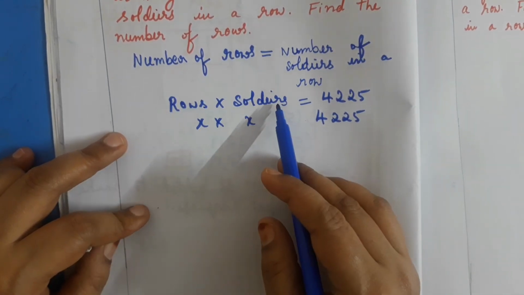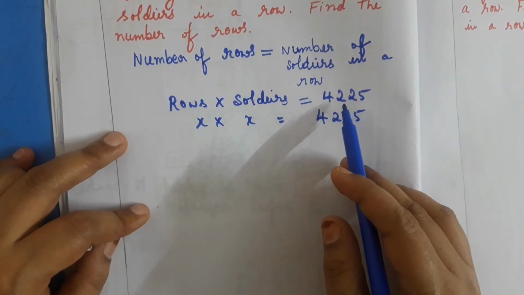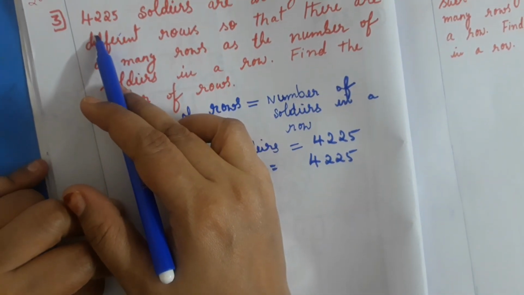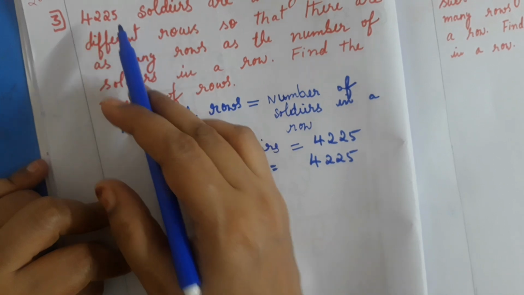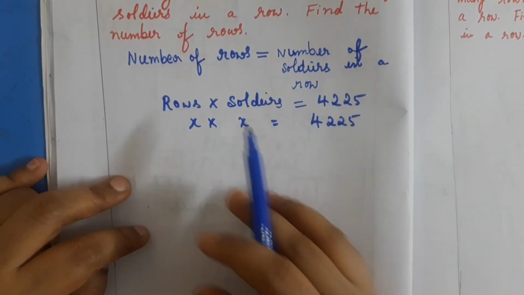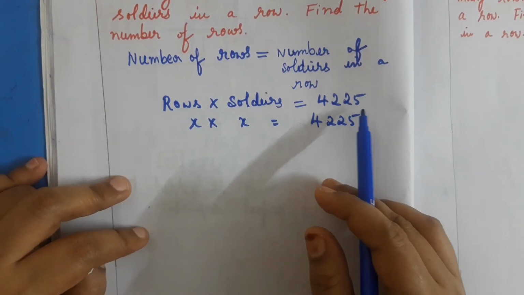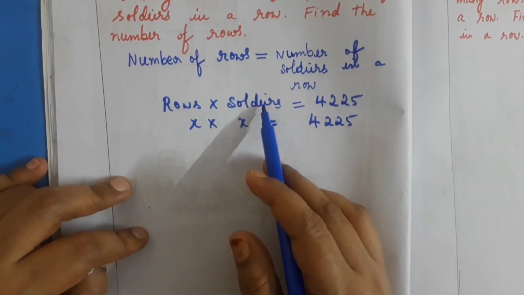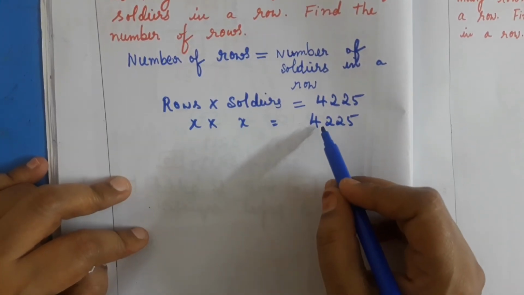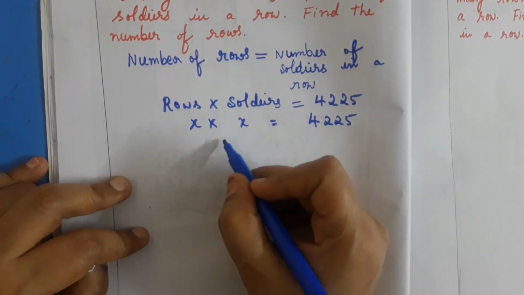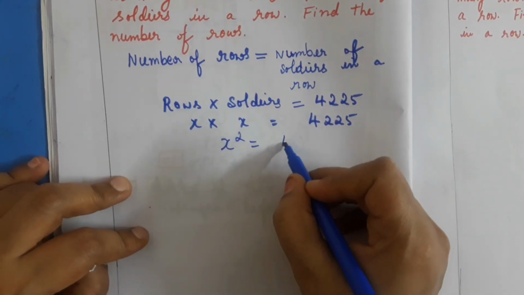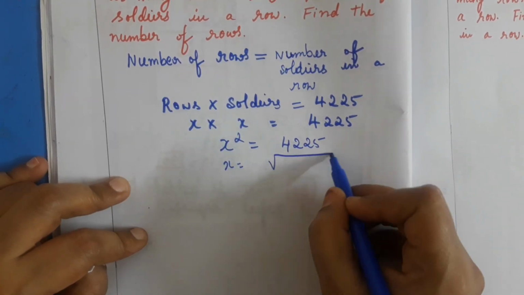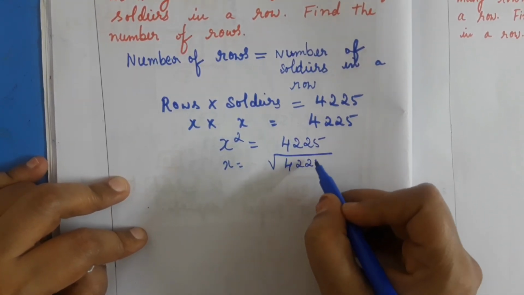So rows into soldiers, after multiplication we get 4225, that is given in the question, the total number of soldiers. So we can write rows into soldiers equals 4225. Both are the same value. If here it is 8, this is also 8, that is an example. So x into x equals 4225. x into x is x square equals 4225. Now x equals square root of 4225.